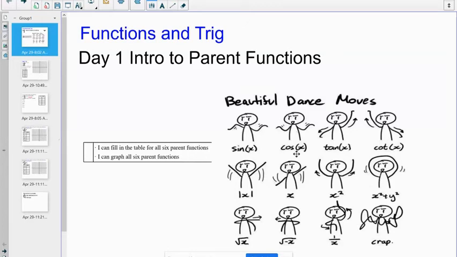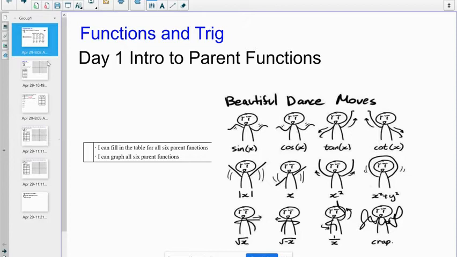Hi everyone, today we're starting a new unit. This is the start of Unit 4. This will be the last unit that you guys will be doing for the remainder of the school year. So today is day 1, and we're doing some introduction into parent functions. This might be a little bit of a review for you guys.